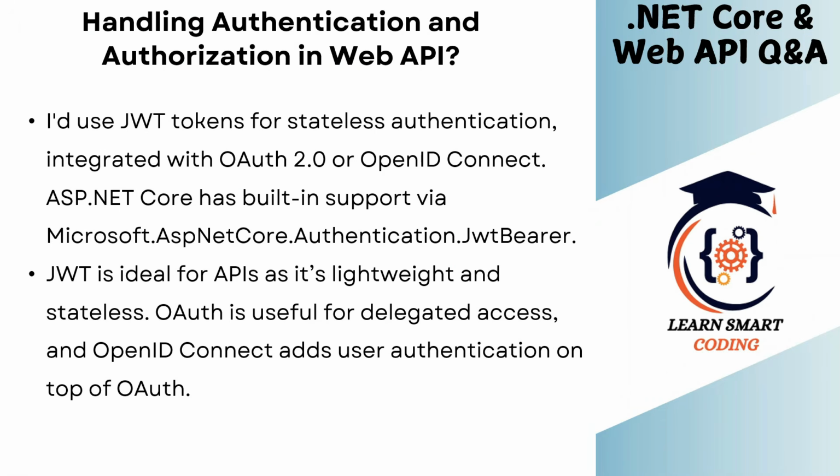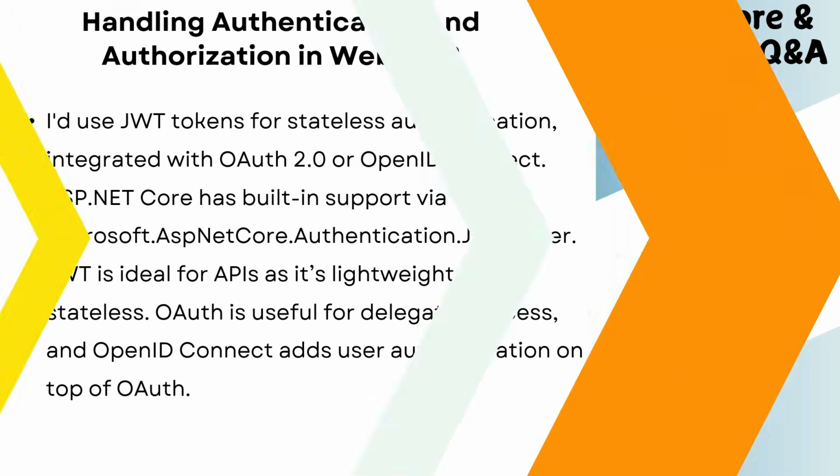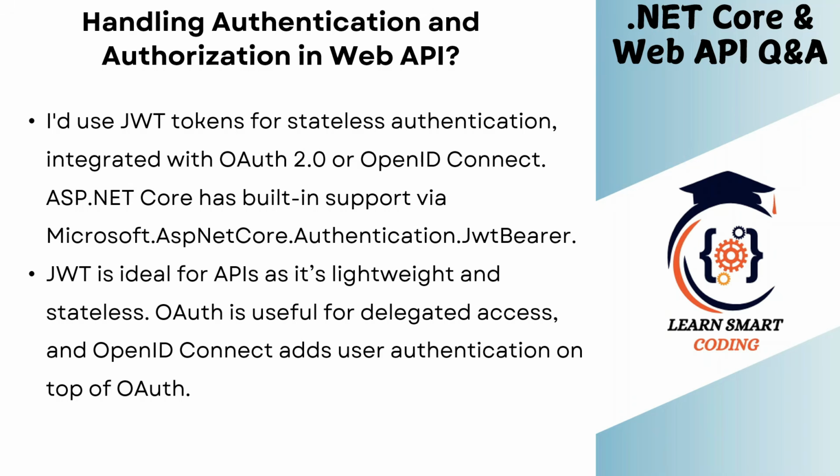Alright, the next one is handling authentication and authorization in Web API. If they ask you how you handle authentication and authorization, the simplest answer is, I will use a JWT token for stateless authentication integrated with OAuth 2.0 or OpenID Connect. ASP.NET Core has inbuilt support via Microsoft.AspNetCore.Authentication.JwtBearer. I will show you that in a moment, but we have developed a lot of applications that use Azure AD B2C or Azure AD. Both deal with the JWT token, and the underlying frameworks are developed on top of the standards called OAuth 2.0 and OpenID Connect. Okay, so that's what the answer is.